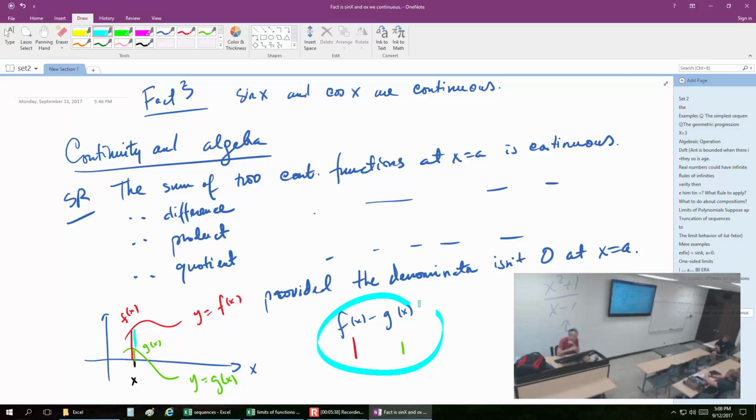If I build enough bars like this, and then arrange them elsewhere, I could put them like this. This is what the function would look like, roughly. This is the difference. And if I now plot the top of it, this function will be continuous again. That explains why the difference of continuous functions is continuous. The same goes for the sum of two continuous functions.